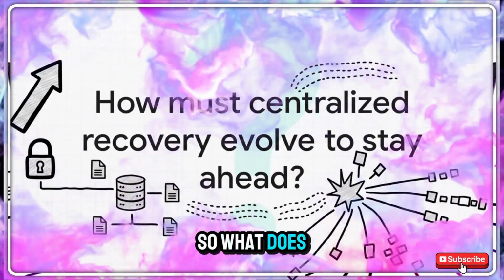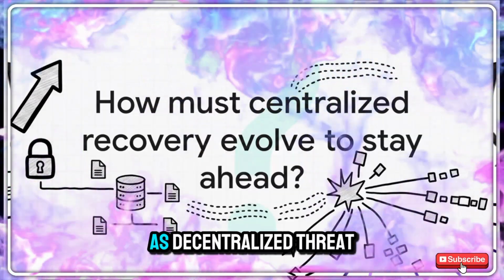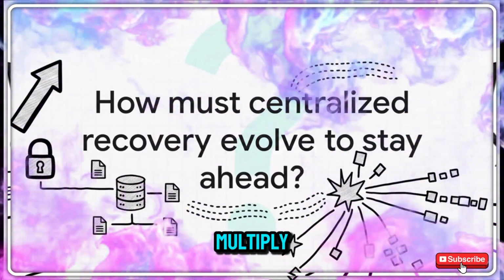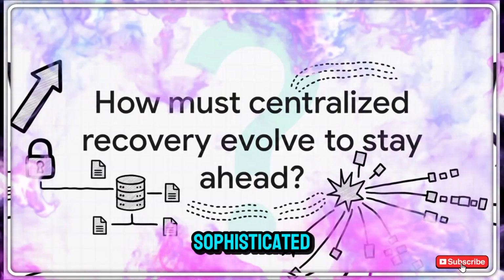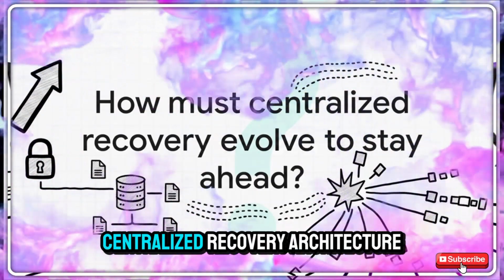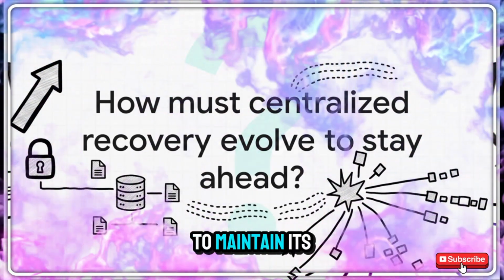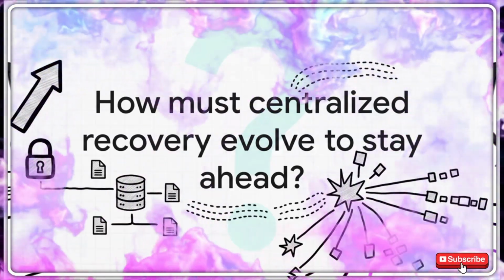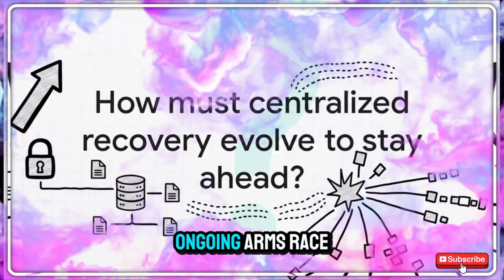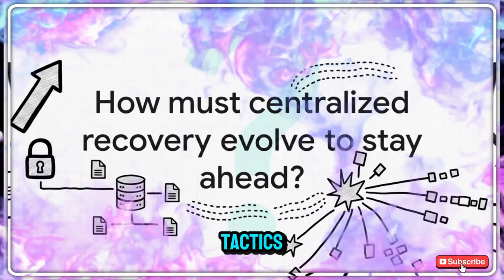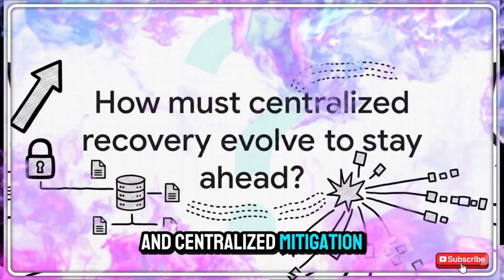So, what does this all mean for the future? As decentralized threat vectors continue to multiply and grow increasingly sophisticated, how must this centralized recovery architecture evolve to maintain its algorithmic advantage? It is a fascinating, ongoing arms race between automated fraud tactics and centralized mitigation structures.